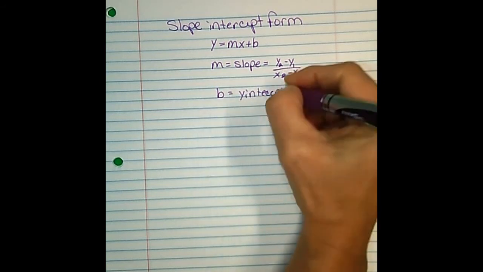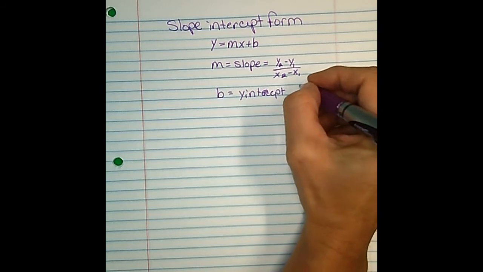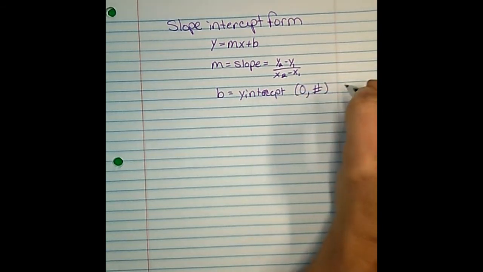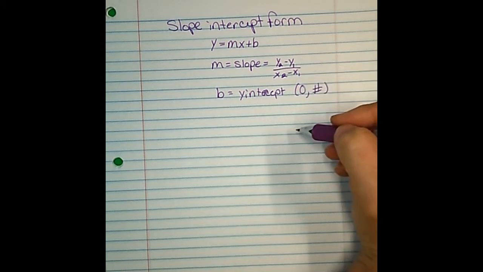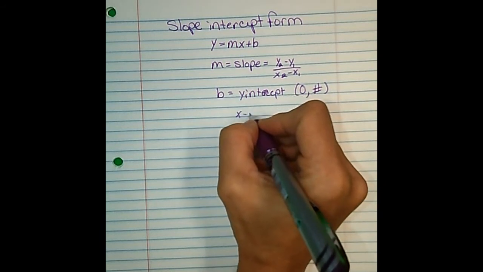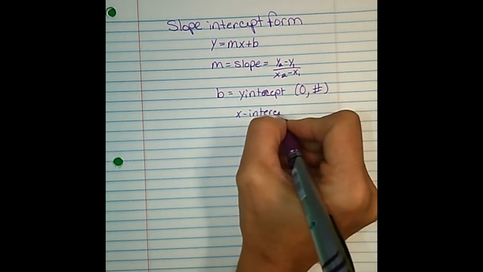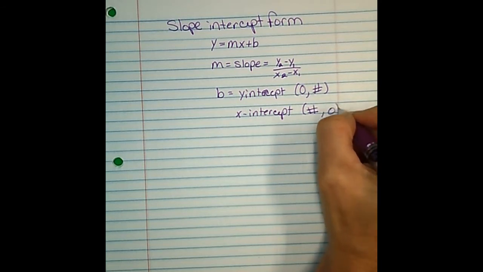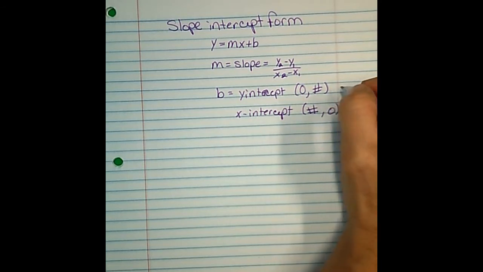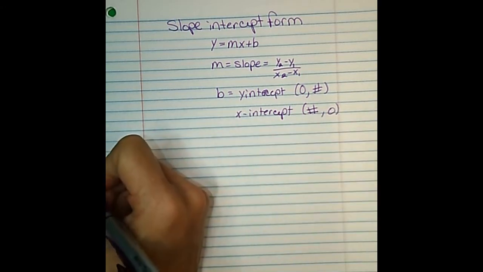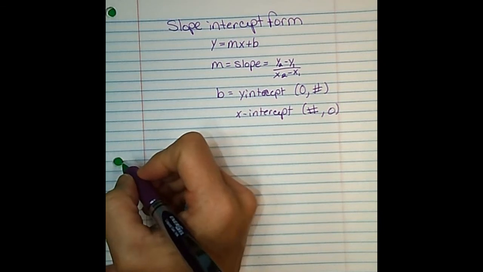Well, a y-intercept is 0 for x and some number for y, meaning that we're on the y-axis. If I have an x-intercept, then x is some number and y is 0, so it's on the x-axis. So these are important to know. But let's talk about the slope-intercept form.